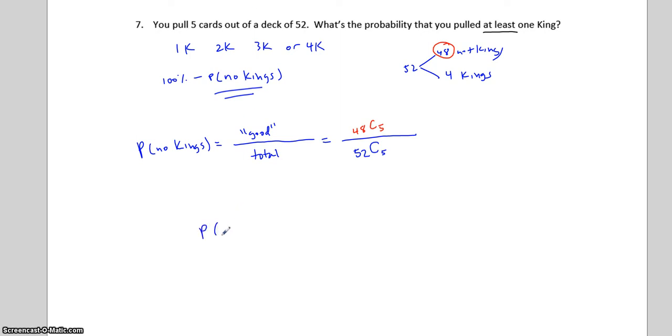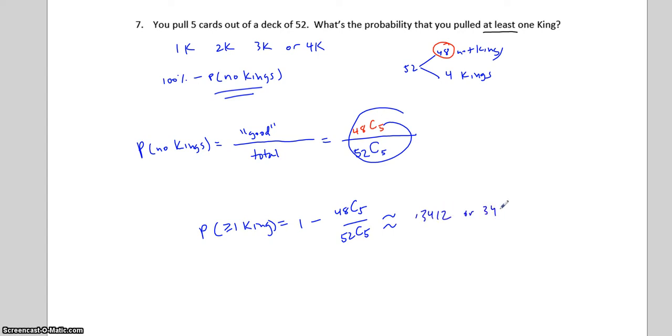The probability of greater than or equal to 1 king, we're just going to use the complement principle: 1 minus this thing right here, 48 C5 over 52 C5. Punch that into your calculator, and you get approximately 0.3412, or 34.1%.